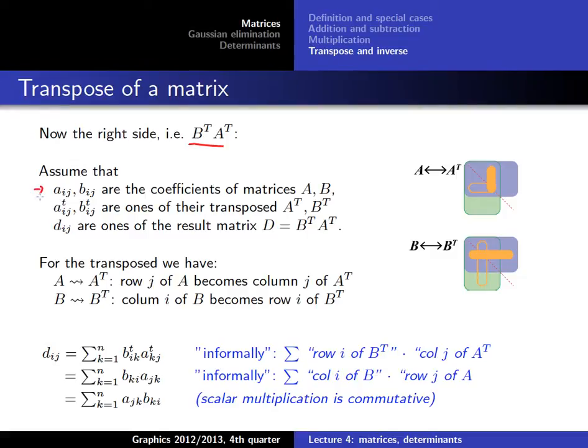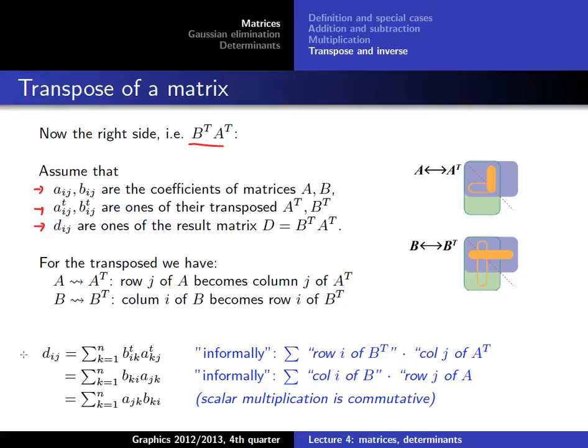So A and B are the coefficients of the original matrices. Then I denoted A and B with an index T at top to illustrate the coefficients of the transposed matrices. And then we want to calculate this matrix, I called it D now, with the coefficients D_ij, that is then the product of both transposes in that order.